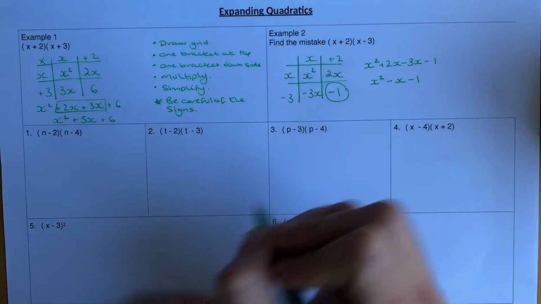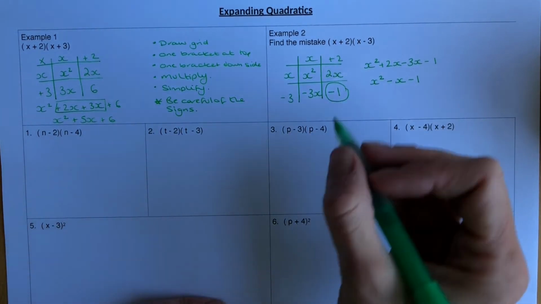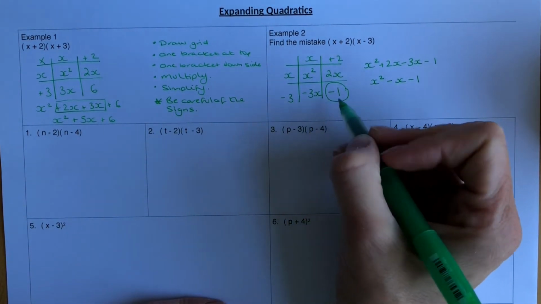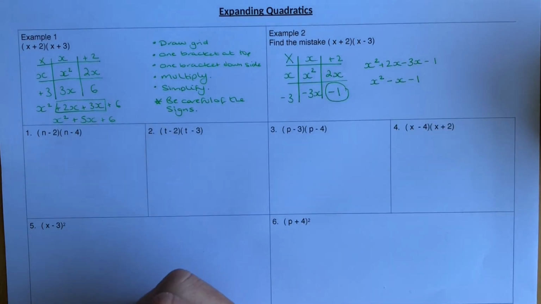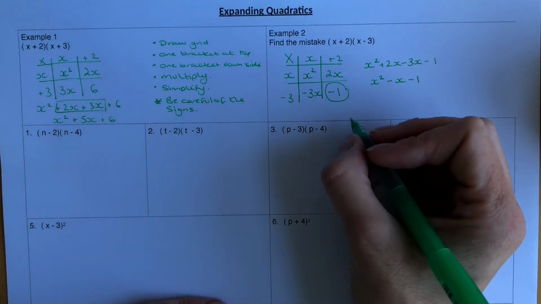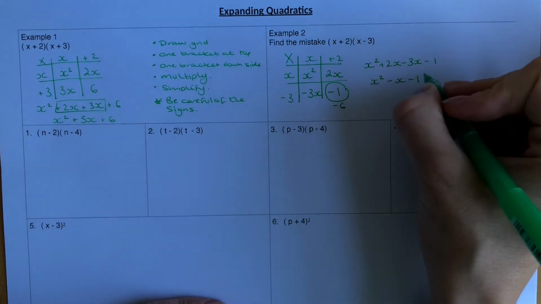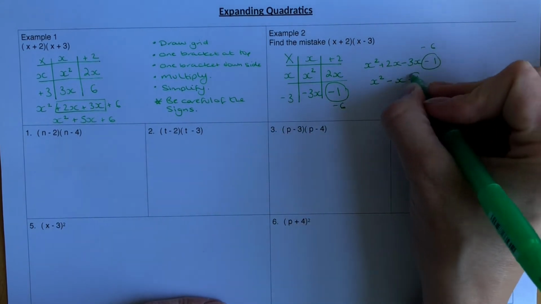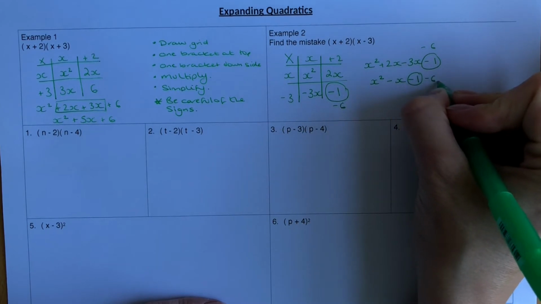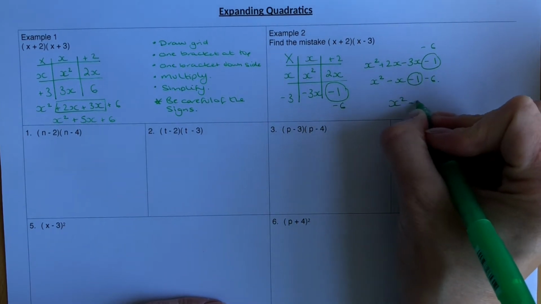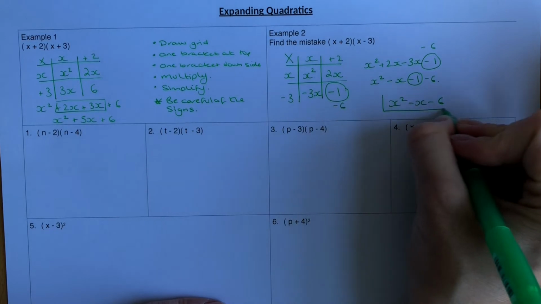This is the classic mistake that people make. Instead of multiplying these two, they add them together. So do not do that. That is incorrect. This should read as -6. So then this should be -6, and that should be -6 there. So your final answer would be x squared minus x minus 6.